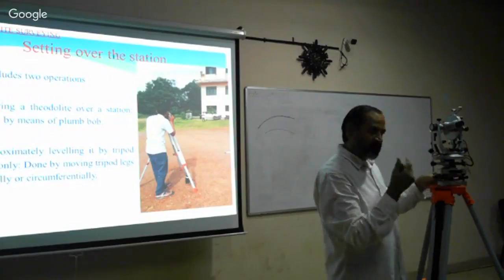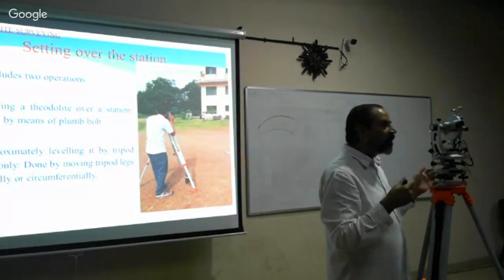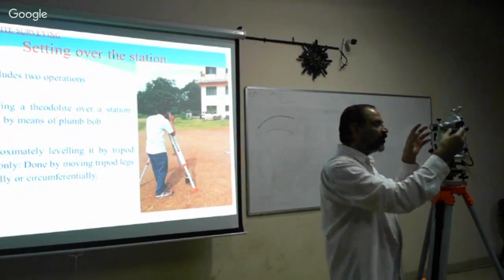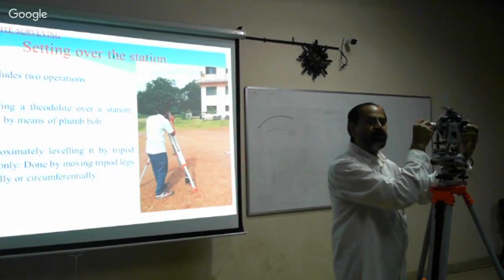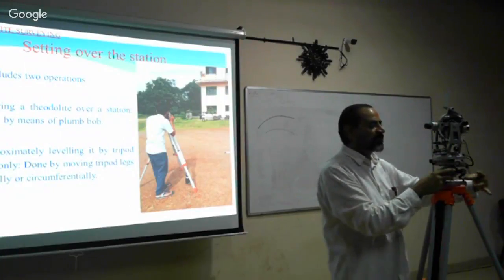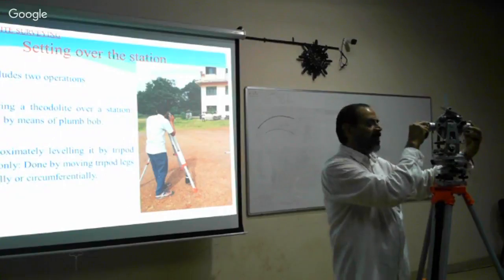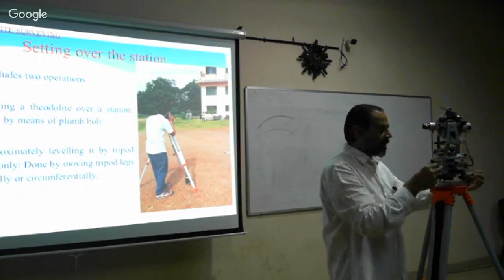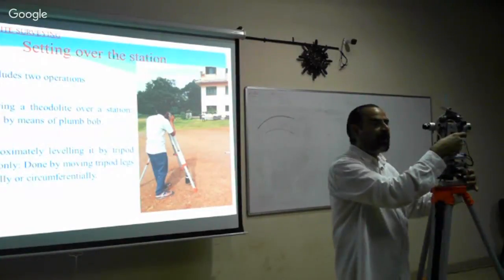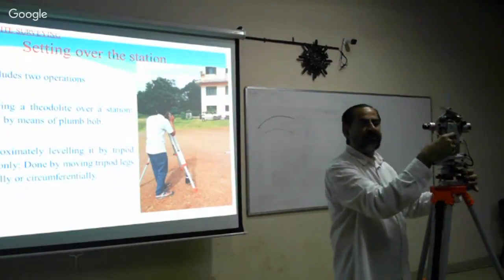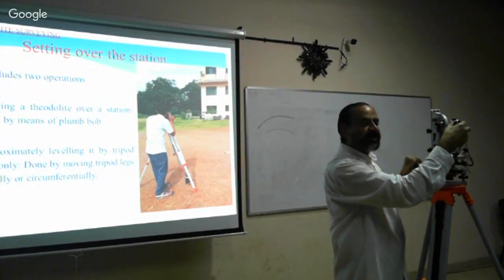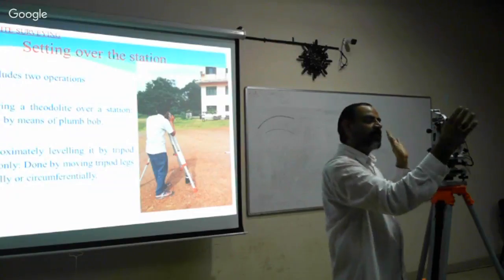Repeat the process of revolving the third foot screw. Bring the bubble back to the center. Then bring it back again over the first two foot screws, parallel to the first two foot screws. Make it parallel and operate these two, and bring the bubble to the center. Then repeat, bring it back, and check the bubble. If the bubble is at the center, our job is done.